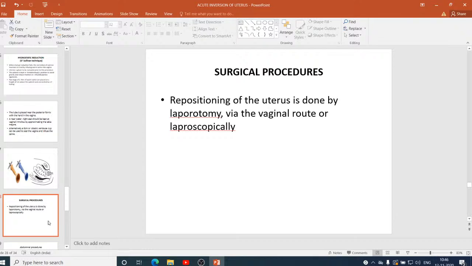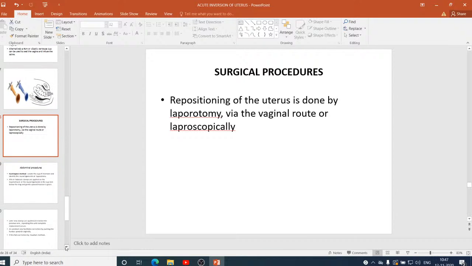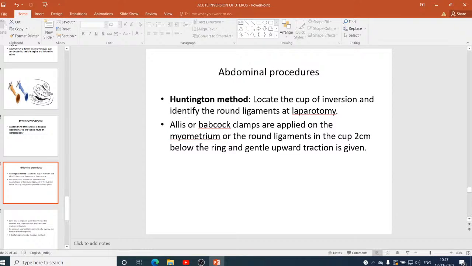If the above conservative methods fail, then we go ahead with the surgical procedures. In this, repositioning of the uterus is done by laparotomy. It could be via the vaginal route or abdominal. Coming to the abdominal procedures, first is the Huntington's method.